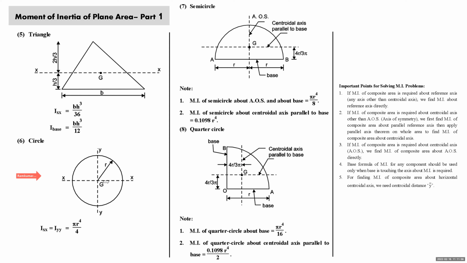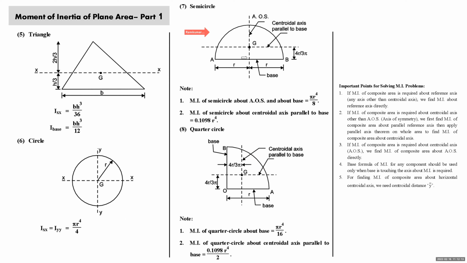Moment of inertia of the circle about each centroidal axis in the plane of lamina, whether it is xx or yy or any other centroidal axis in the plane of circular lamina passing through the centroid, is πr⁴/4. Then we come to semicircle.